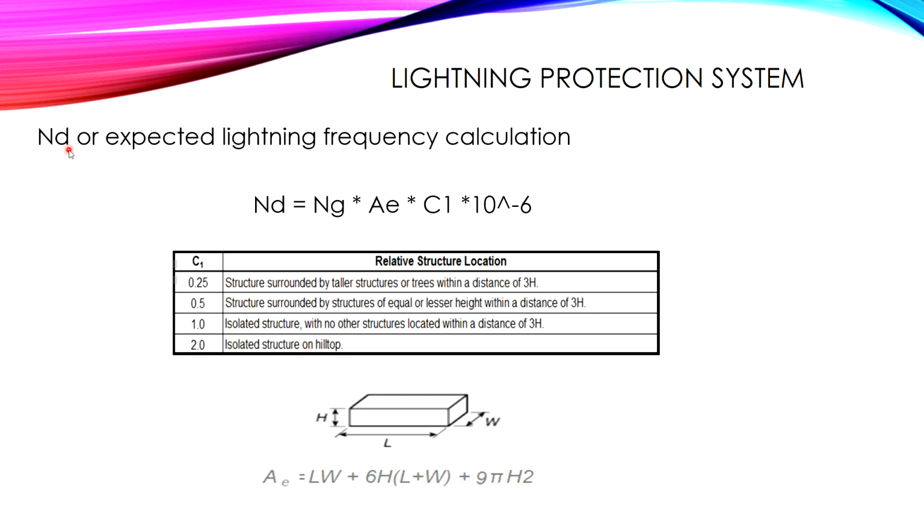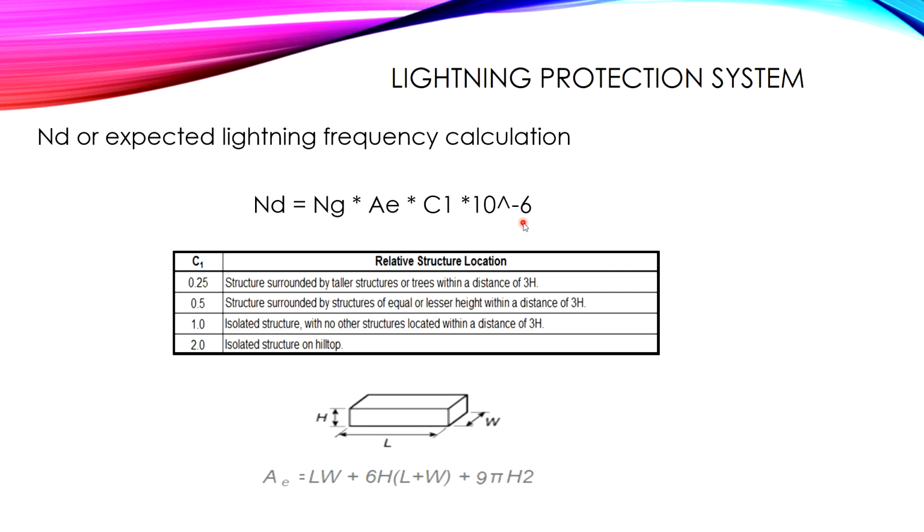So the first one is called the ND, or the expected lightning frequency calculation: how many strikes we expect to hit our building. This will be equal to ND = NG, which is the average flash density, multiplied by the collective area, multiplied by C1, multiplied by 10 to the power negative 6.